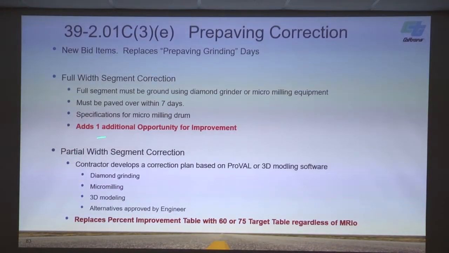Then we have something called a partial width segment correction. This is similar to what we had in the past. We're just leaving it up to the contractor to decide, for these 10th mile segments, we're calling them by each segment, to go out there and give us a plan on how they're going to smooth this out. They can use a diamond grinder or a micromill, and they also have the capability of using this new 3D modeling. We saw that in the video.